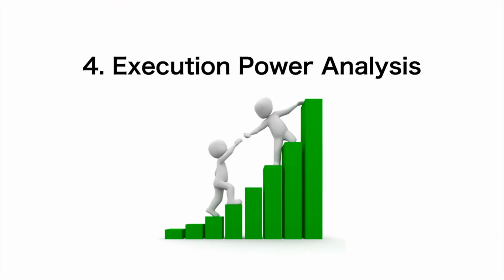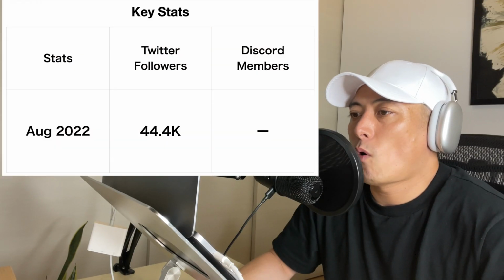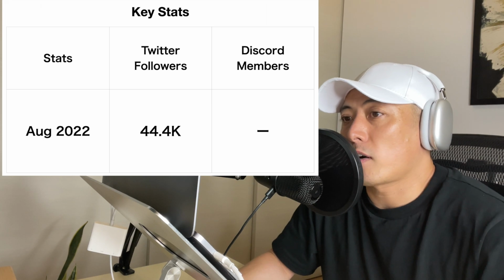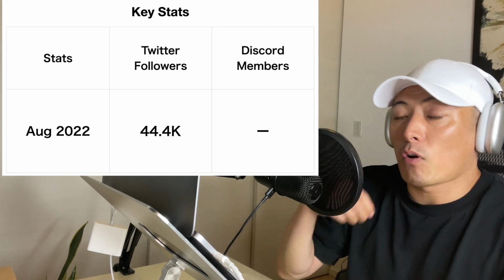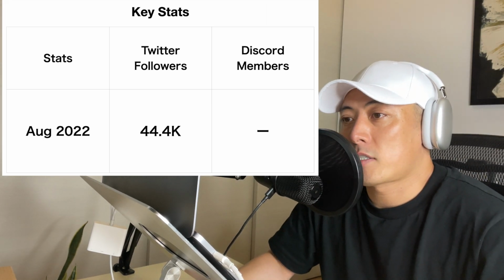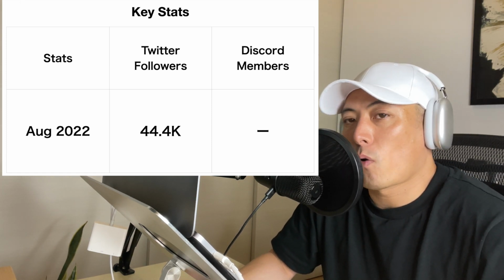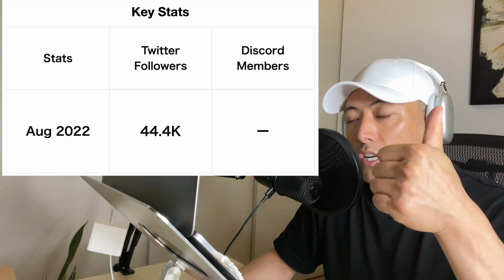Then number four, execution power analysis. So Twitter stats: August 2022, 44.4K. It's quite a strong number here. Since they founded the project in January 2022, within 6 months they achieved 44.4K Twitter followers. It's amazing traction. It's pretty strong capability.